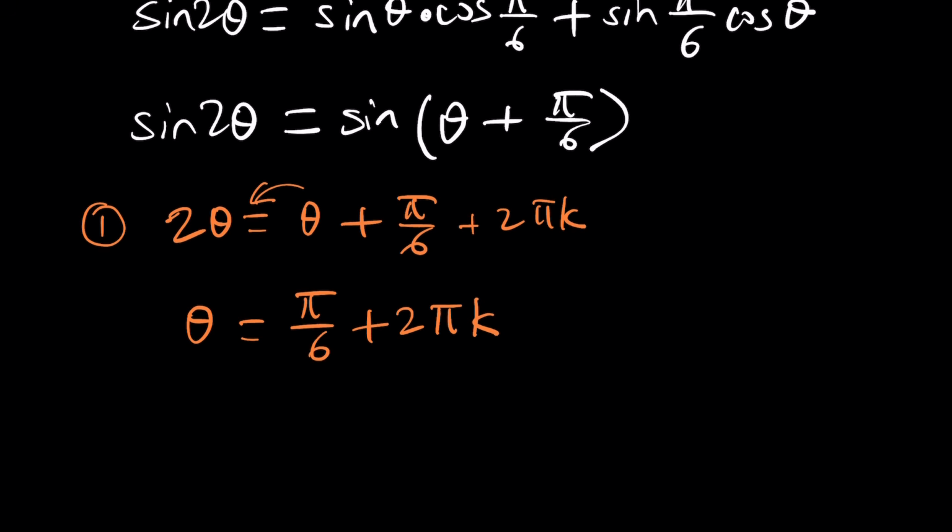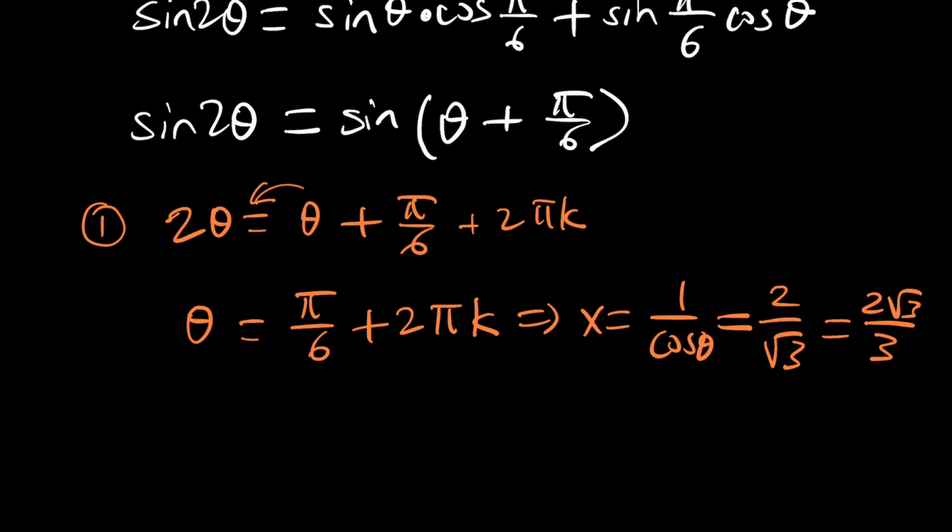cosine, or secant theta, right? So from here, x is going to be 1 over cosine. And if you remember, cosine of 30 degrees is root 3 over 2. So this is going to be 2 over root 3, or 2 root 3 over 3. That's going to be one of the x values, which would be hard to guess, right?